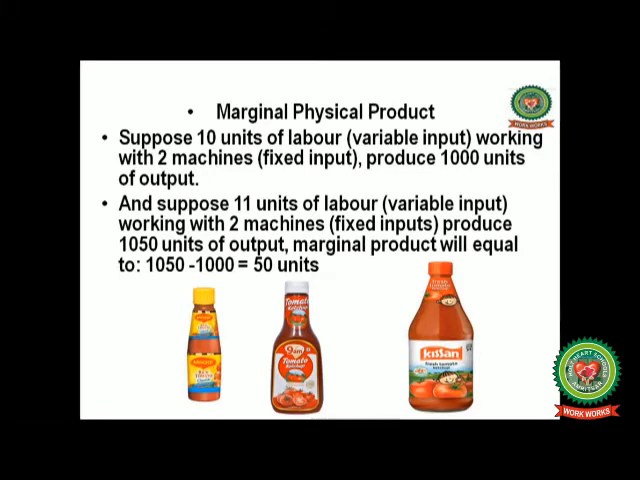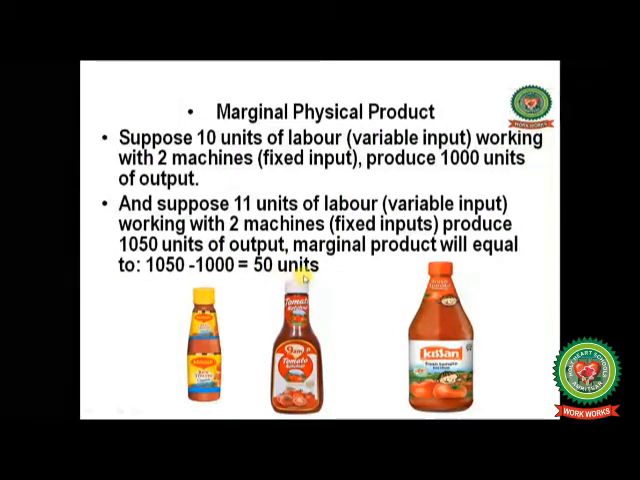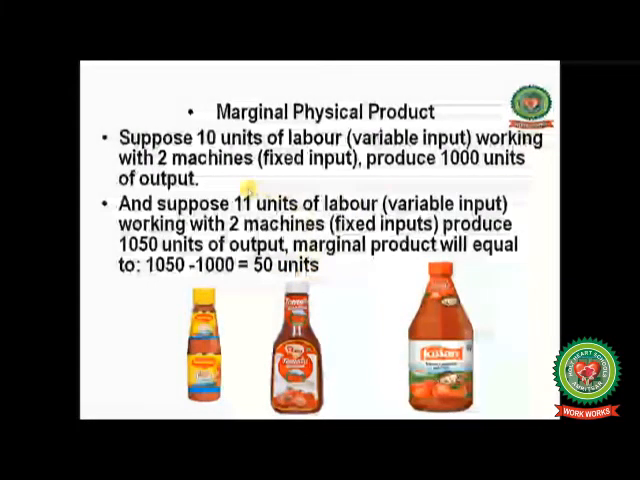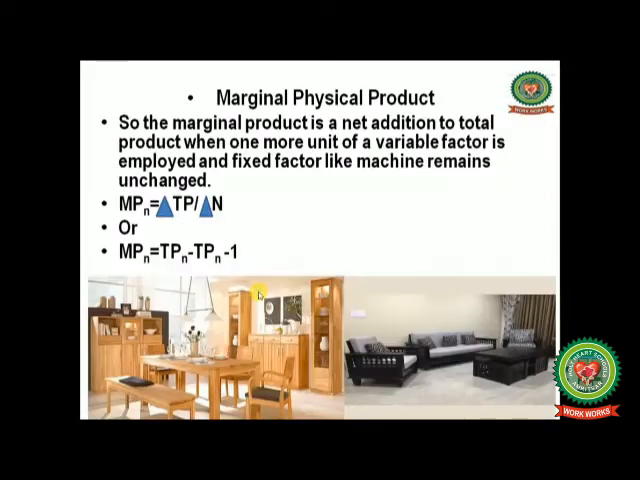So the marginal product, now what is a marginal product here? That is whatever increment in the output there will be, that is our marginal physical product. Now let us calculate how much it is. Now the current production is 1050, and the previous production was 1000. So what is the increment here? 50 units. So this 50 units is our additional production with the increase in the variable factor from 10 to 11 units. So this is our marginal physical product.